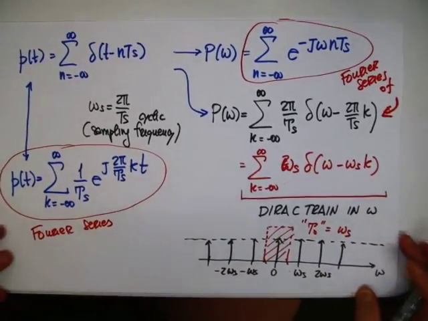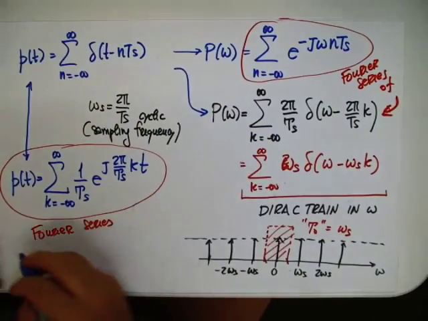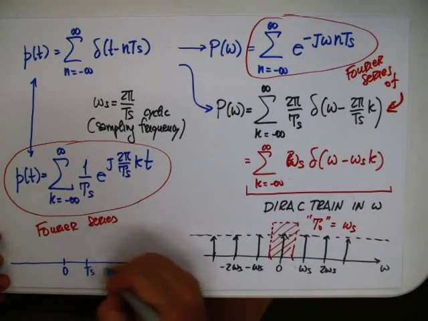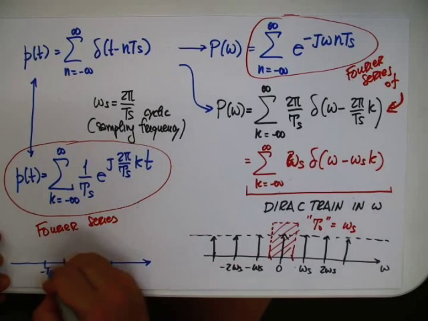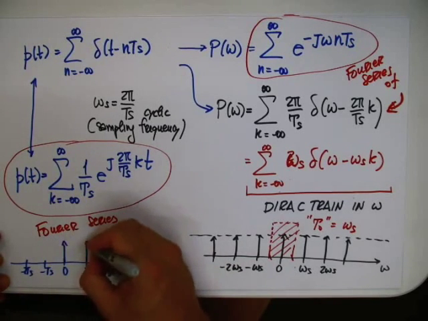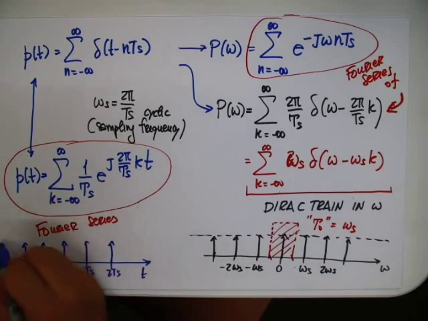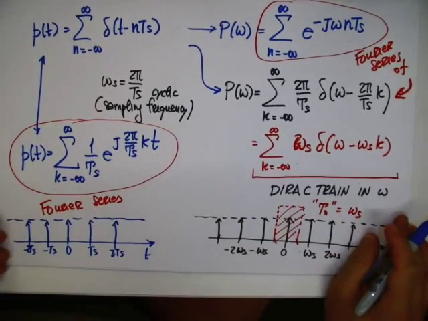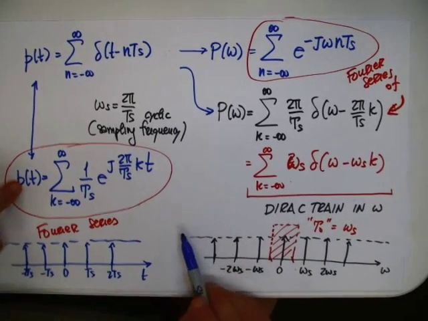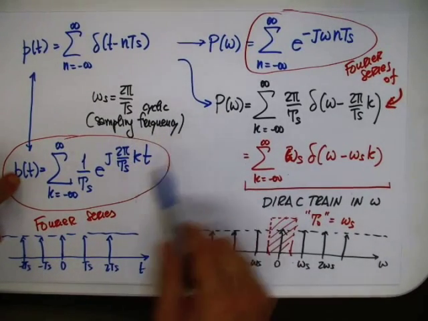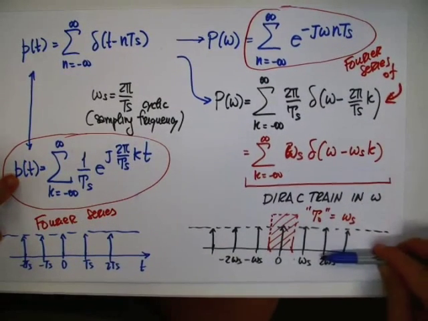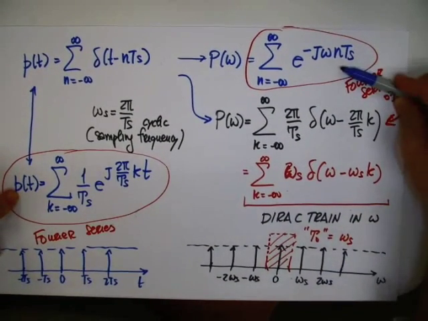And again here now you can see the duality of this particular signal. So we have a Dirac train in time, which has this Fourier series, and the corresponding Fourier transform of P of t is also a Dirac train in omega, which has this Fourier series.